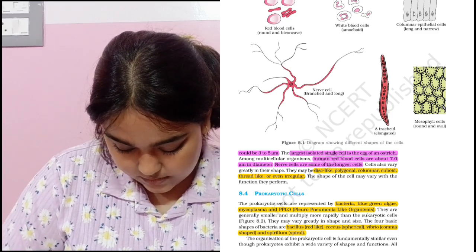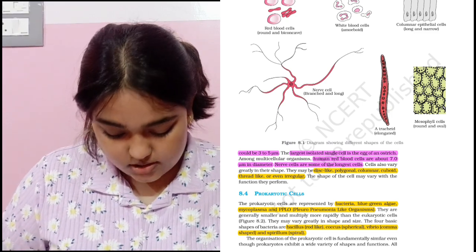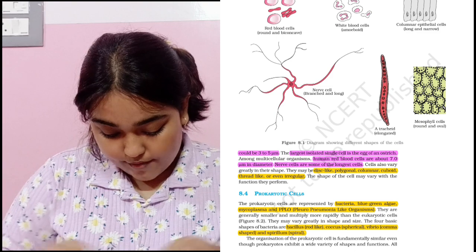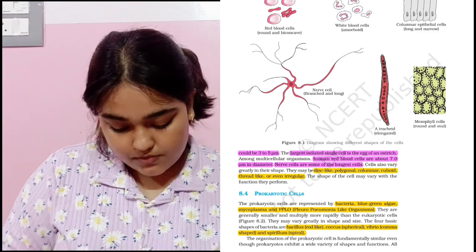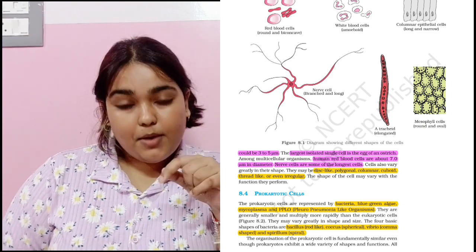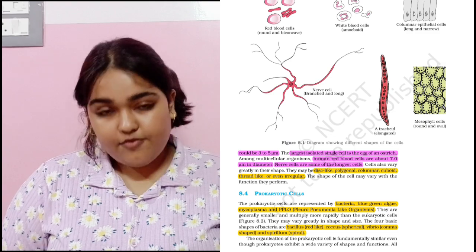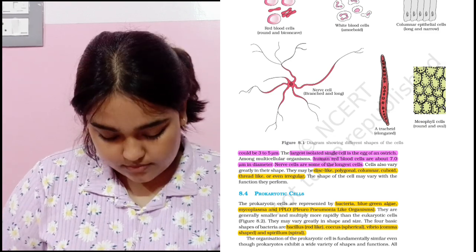Now, bacteria. We know the different shapes of bacteria. That is bacillus, which is rod-like; coccus, which is spherical; vibrio, which is comma-like; and spirillum, which is spiral-shaped.